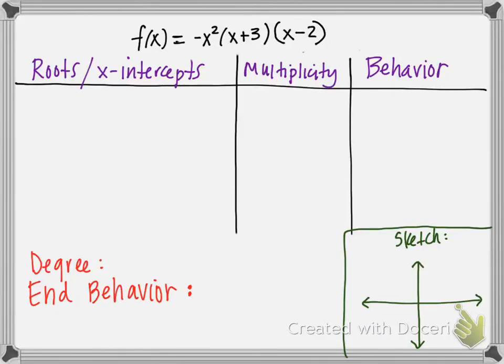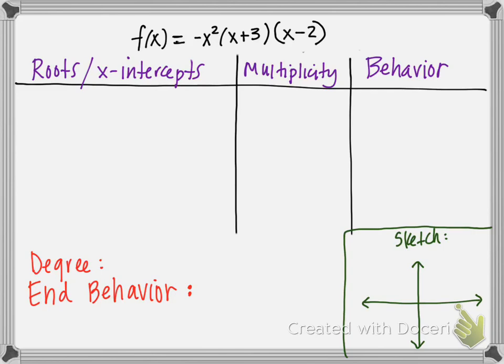We're given a polynomial in factored form. We're going to identify the x-intercepts, the multiplicity on those intercepts, the behavior, whether it crosses the x-axis or bounces off. We're going to find the degree of the entire polynomial so that we can decide on its end behavior. Then we will sketch it.